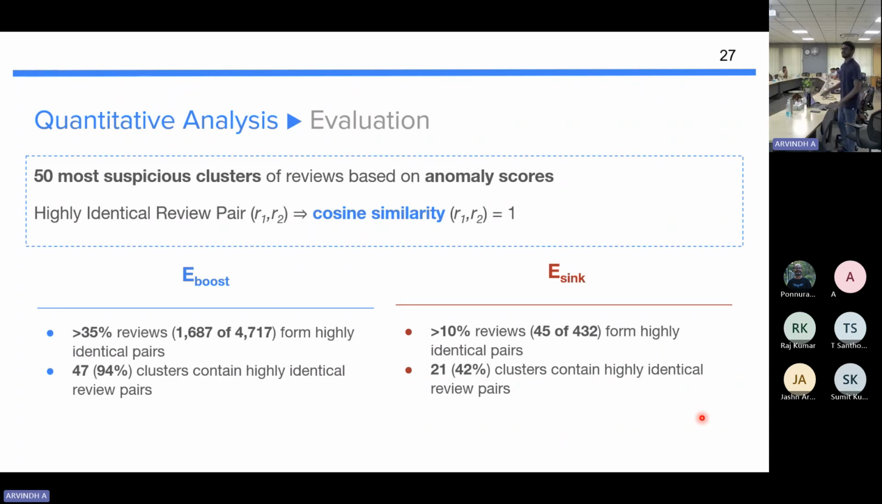47 clusters contain highly identical review pairs in boost, and in sink, more than 10% of the reviews form highly identical pairs. So this basically concludes our work. Our main takeaway from this work is that users are not only exploited because what they see in the actual top charts of Play Store is manipulated, but also the users who contribute to that manipulation are being manipulated as well. So that's manipulation going on both sides of the coin.